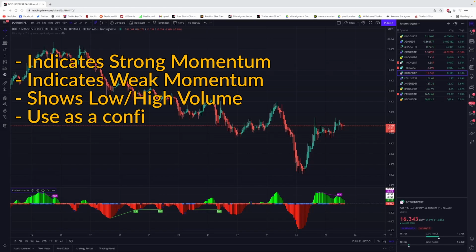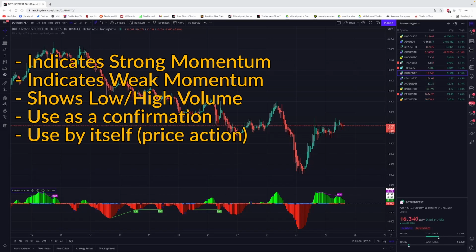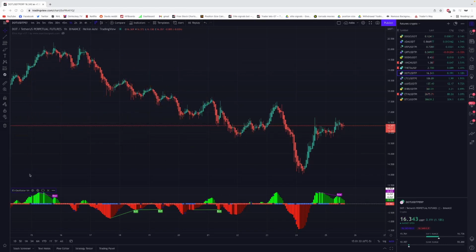You can use it as a confirmation, or you can use it by itself if you're trading with price action, or you can also use it with Elite Algo to give you an even higher win rate on Elite Algo itself. So let's get into the settings for this indicator.